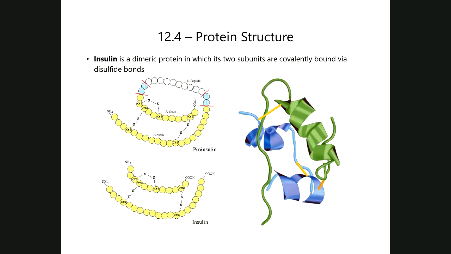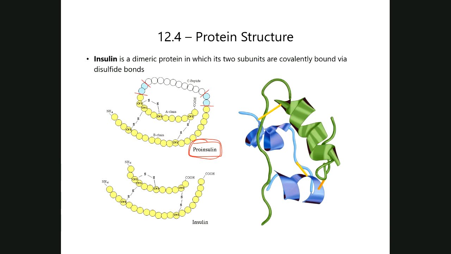All right, so let's look at some examples. We've already seen insulin. We looked at insulin in the context of describing primary structure. It turns out that insulin is created by your pancreas in an inactive form that is known as proinsulin. This is very, very common with all sorts of different kinds of proteins, whether they're hormones or enzymes or other types of protein effector molecules.